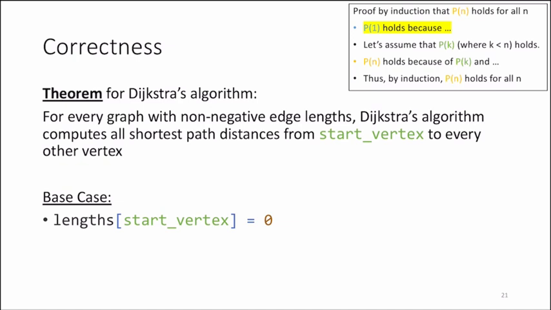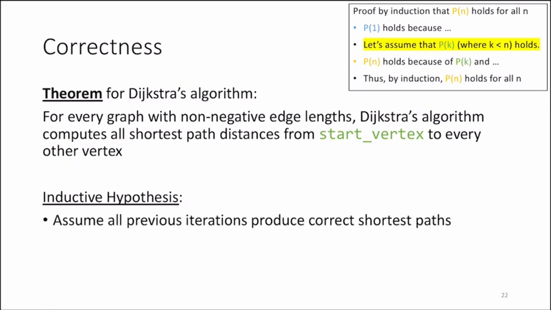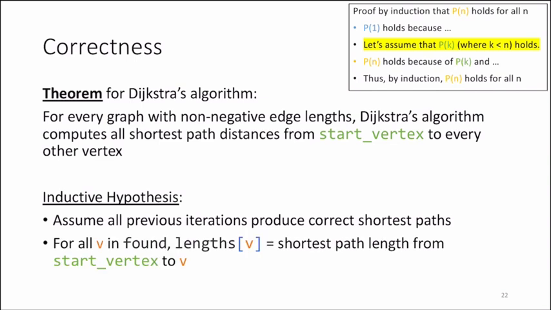Now our inductive hypothesis is essentially a restating of this. We're going to assume that all previous iterations produce correct shortest paths, and that for all v in found, so all the vertices that have already been found, the length of v is equal to the shortest path length from the start vertex to v. Those are just two ways to say the same thing. So we're assuming that our algorithm is correct for k vertices, where k is any intermediate iteration of Dijkstra's algorithm.